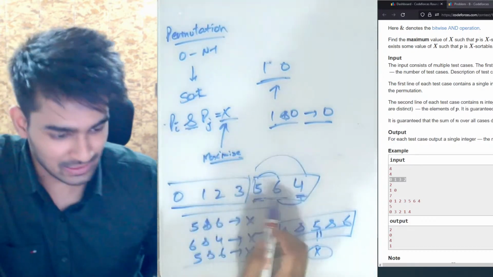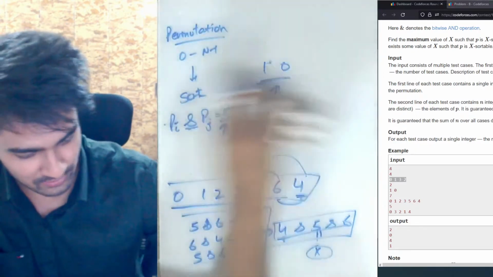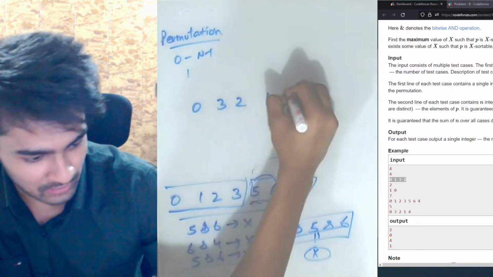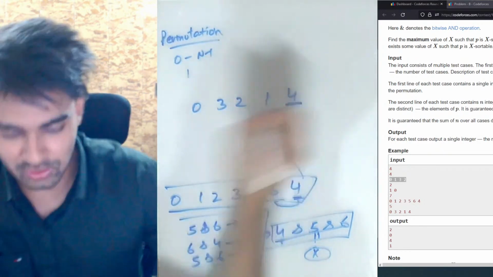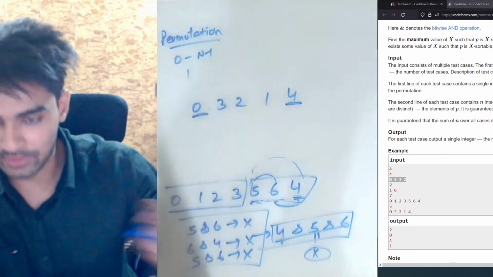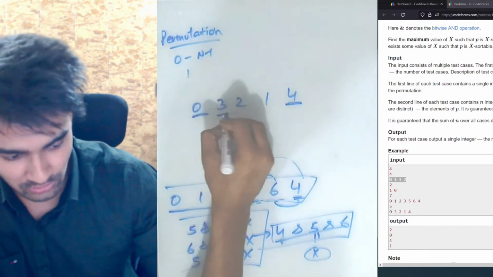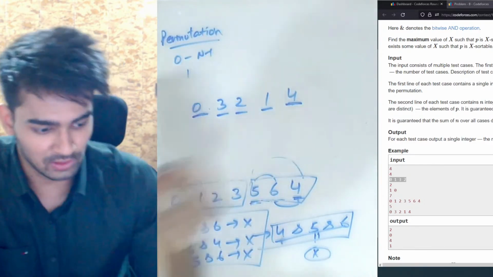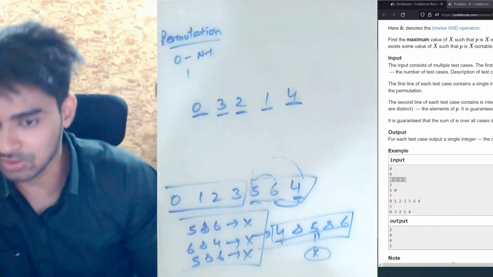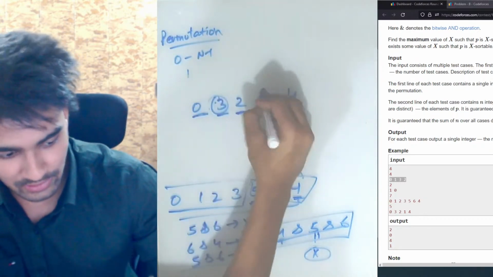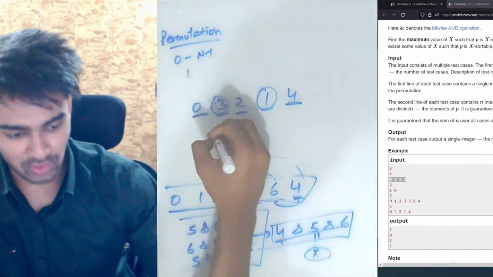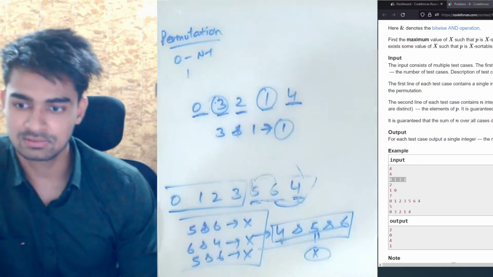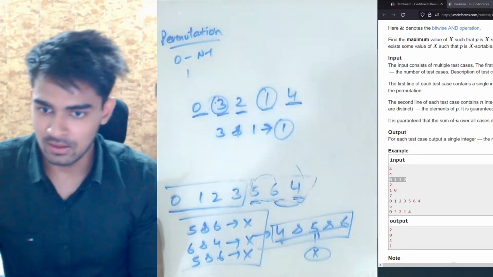If you look at the last input as well, we are given 0, 3, 2, 1, and 4. This 4 is already at its sorted place, this 0 is already at its sorted place, and 2 is also at its sorted place. 1 and 3 are not at their sorted place. So you have to find the bitwise AND of 3 and 1, which is 1, and that is the answer. That is all you had to do.